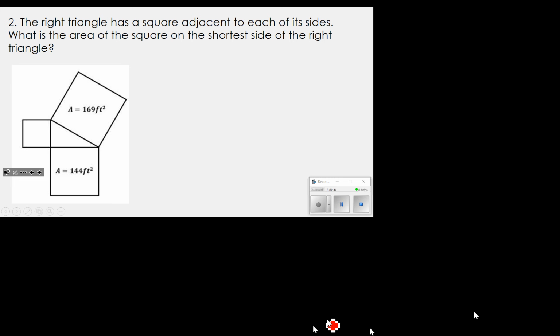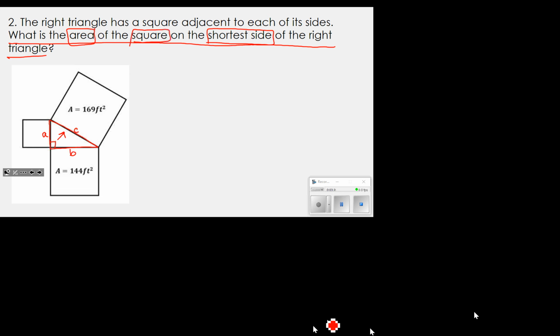Question number 2. The right triangle has a square adjacent or next to each of its sides. What is the area of the square on the shortest side? So I'm looking at the right triangle. I know that this is the actual triangle, and I know this line is C. And I'm going to choose A and B for these.